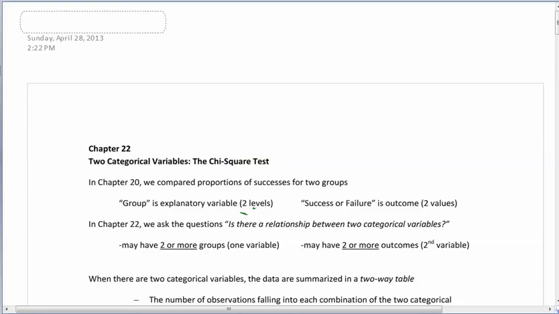If you're looking for them and having trouble, I gave you a packet of notes that had Chapter 6 stapled on top of Chapter 22. So if you just page through those, you should be able to find where I'm at right now.